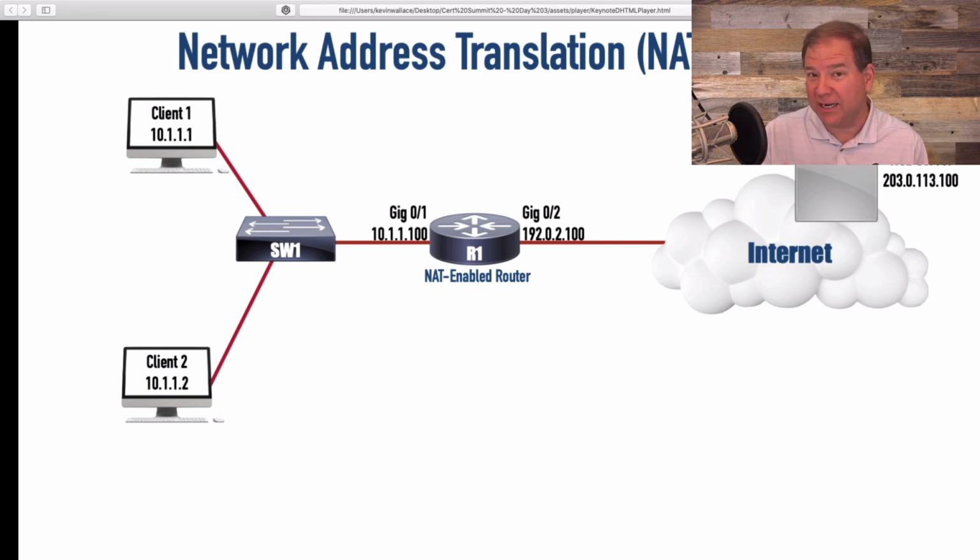Remember those RFC 1918 addresses that are not routable on the public internet? Well, we could use those inside our organization, and then we could have one or a few publicly routable addresses that our internet service provider gives us or sells us, and we can translate between those private addresses that are not routable on the public internet out to those internet routable addresses. Now let's take a look at how this can work.